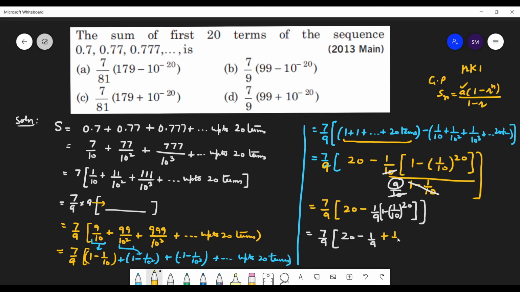Understood the concept, students? So the answer is option D. So they will be in HP.